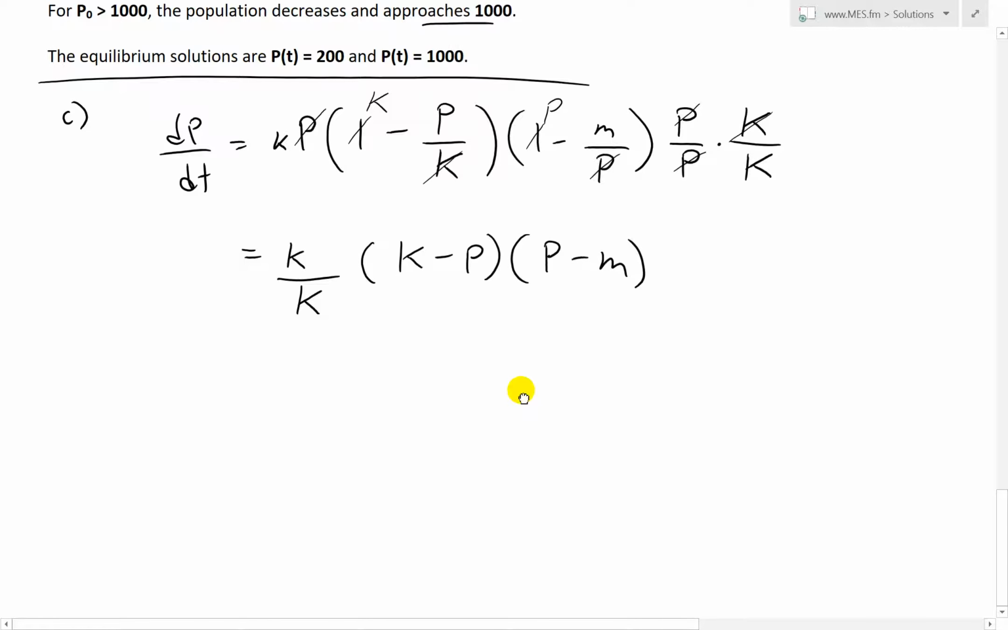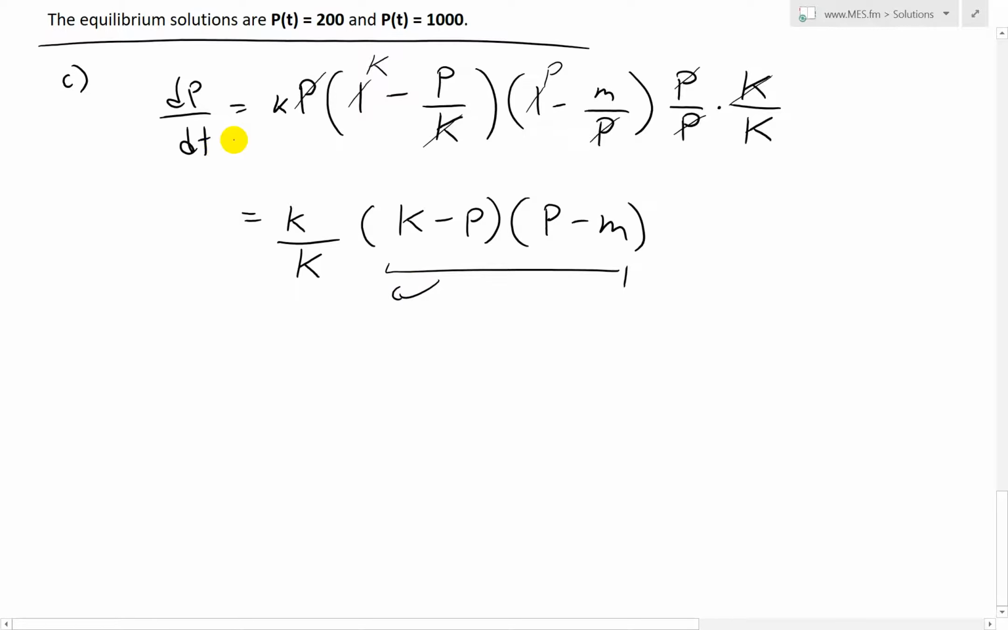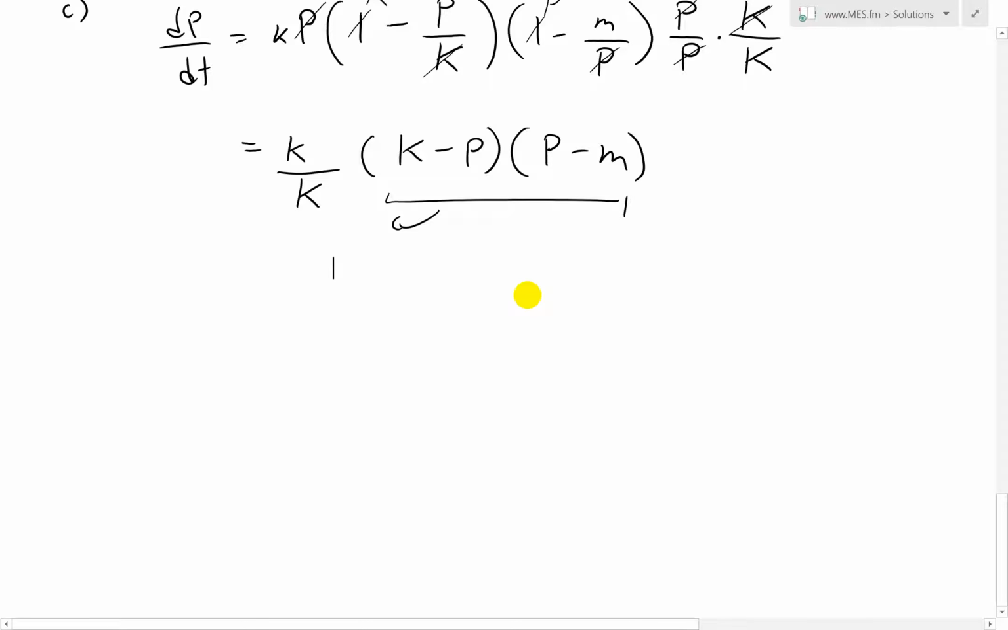Now I'll move this entire thing to the other side and bring the dt to the other side. So we end up with dP over capital K minus P, times P minus lowercase m, equals, moving the dt to the other side, lowercase k over capital K dt. Now we have it like this.